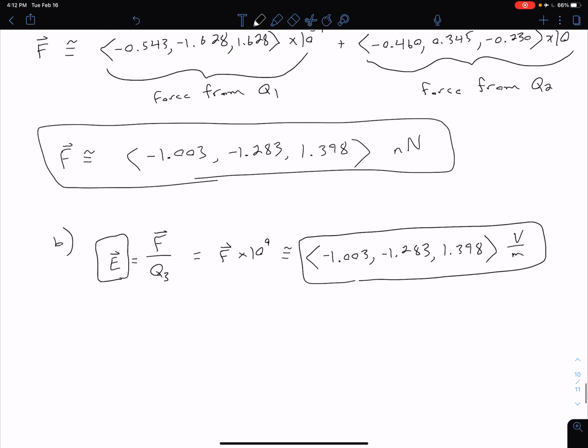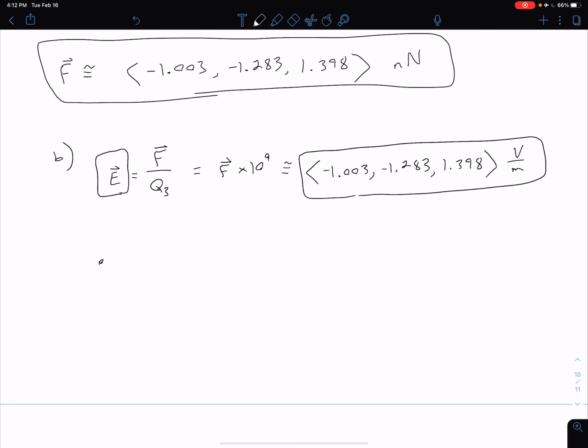So another example is on page 117 in the text. I've not included it here just for time, but it's an interesting example where we're using our electric field to separate solids. So definitely take a look at that if you want to get some more practice, or if you just want to see a cool application of these electrostatic fields.